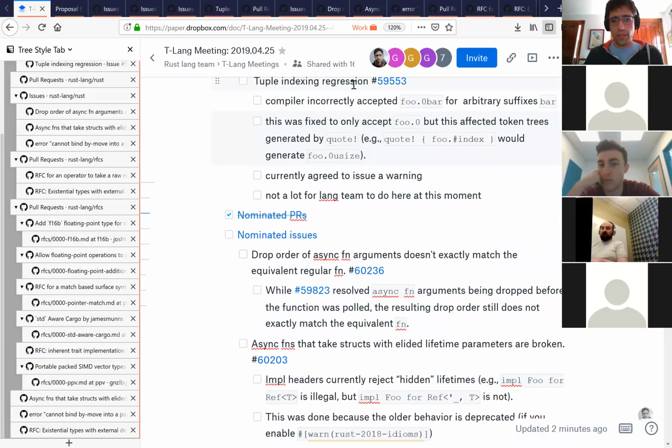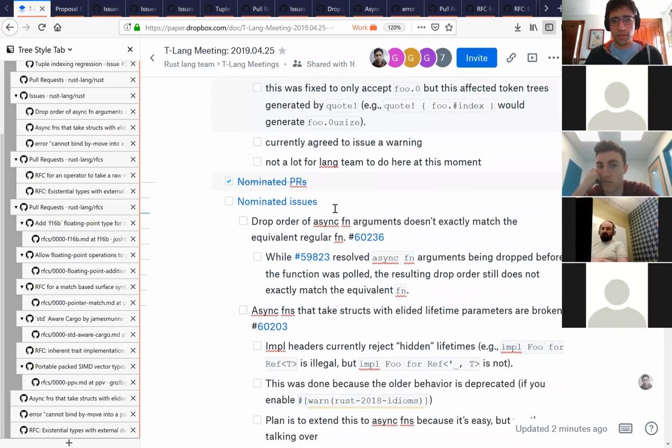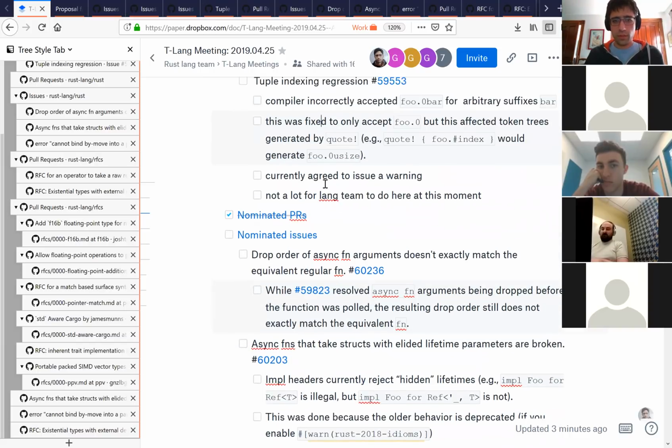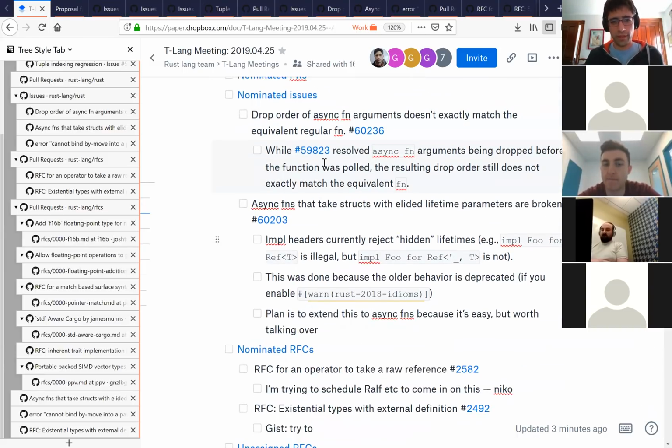This one didn't really need a lot of discussion from us. There's a regression. It's issuing a warning. You can read some of the details there. There was a bug and a bug fix, and now we're doing the bug fix via warning, as we usually do.